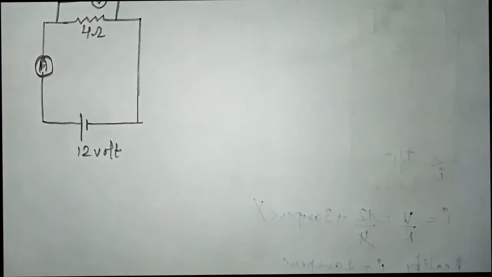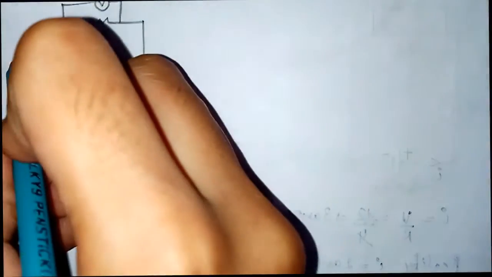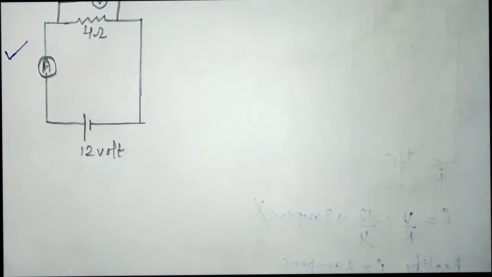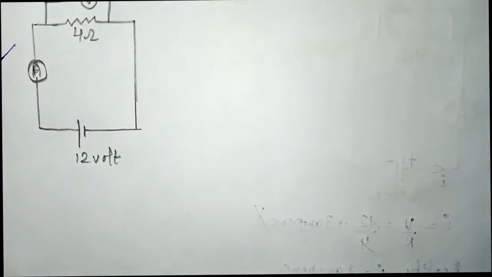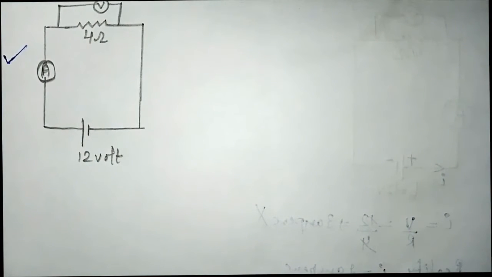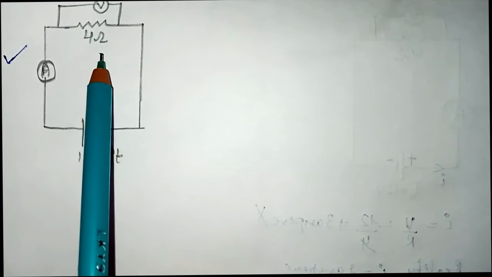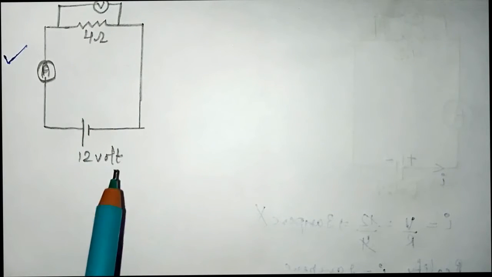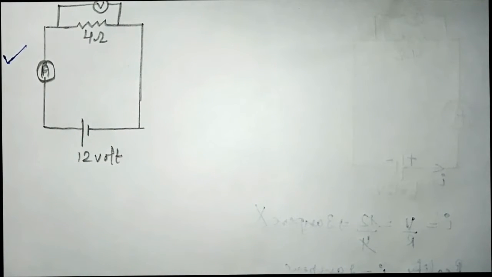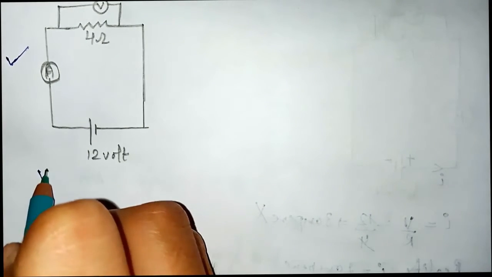In this lecture, we discuss internal resistance and terminal voltage. Here, I took a simple circuit in which a voltmeter is connected with a 4 ohm load, you can say resistance, with a 12 volt battery. So I said, calculate the current.